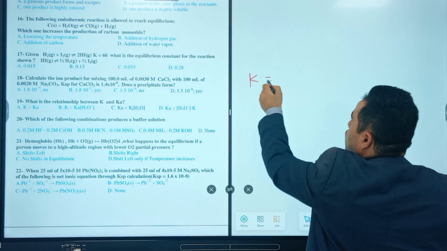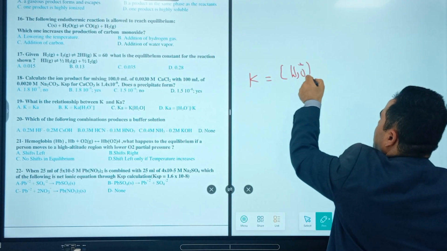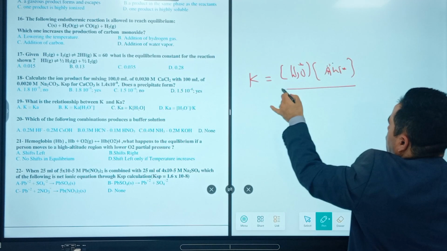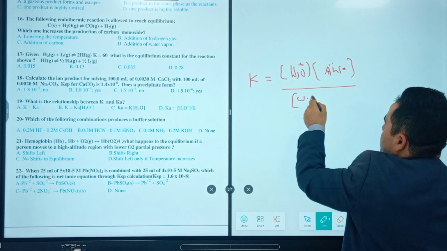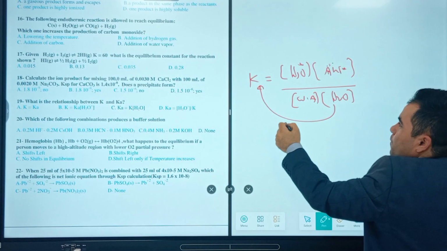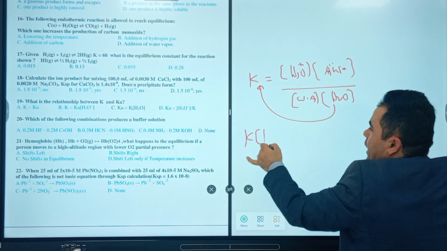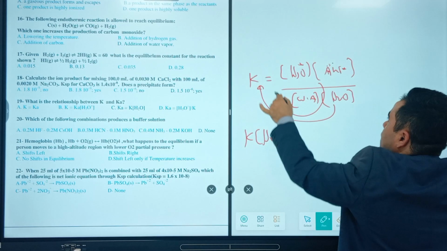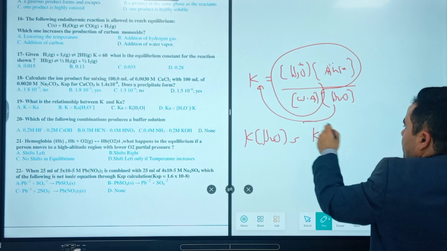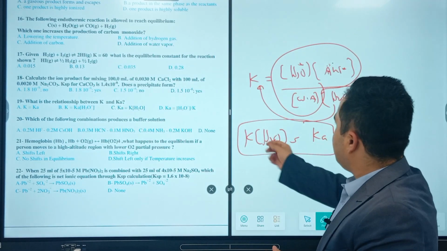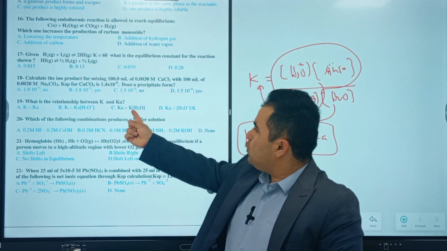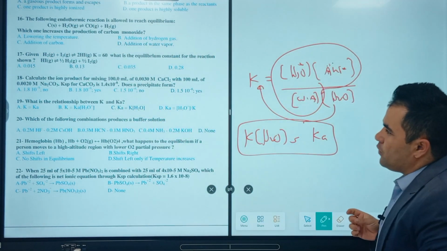Referring back, K is equal to hydronium multiplied by the anion over the concentration of the weak acid, and multiplied by H2O. Take the H2O to the other side, which is constant. K multiplied by H2O equals hydronium multiplied by anion over the weak acid concentration, which is Ka. So K times H2O equals Ka. This is the relationship between K and Ka. So which one is correct? Ka is equal to K multiplied by H2O, which is C, the correct answer, guys.